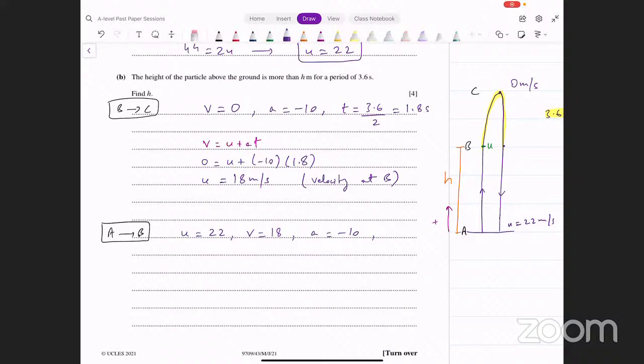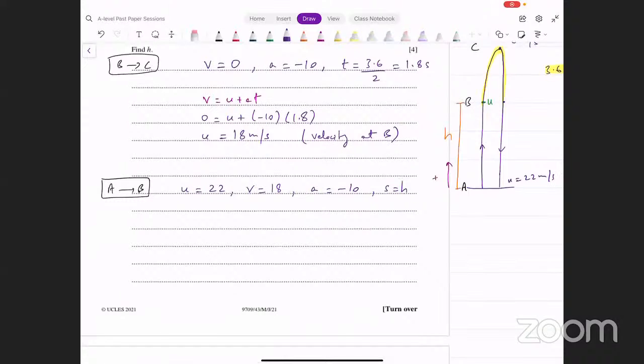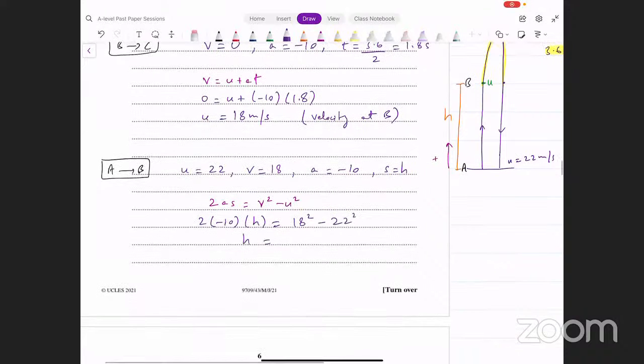We can find the distance traveled from A to B. वो आपका h होएगा, इसको s की जगह पे हम h डाल देते हैं। इनको कौन सी इक्वेशन कनेक्ट करती है आपको? u, v, a और s को। Again 2as equals v square minus u square. We can use that. 2as equals v square minus u square. Values input कर दें। 2 into -10. S is h and then v is 18. U is 22. Just solve this to find the value of h from this. 18 squared minus 22 squared divided by 20. That's going to give me 8. The value of h is 8 meters. That's what we wanted to find.